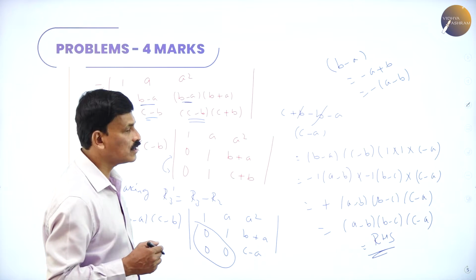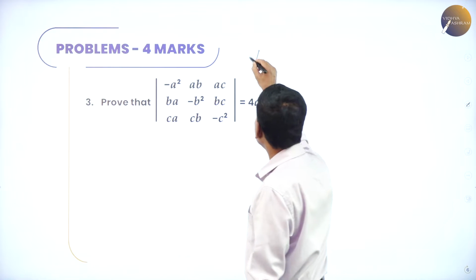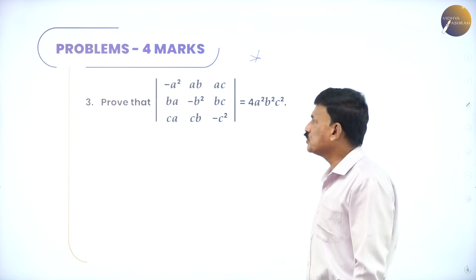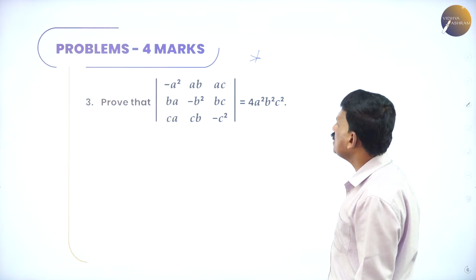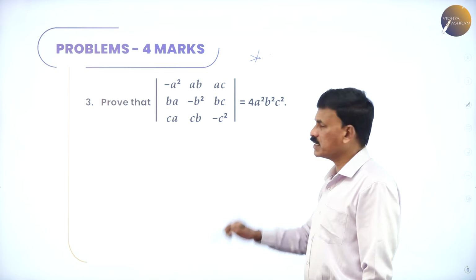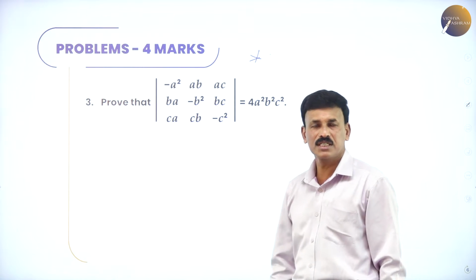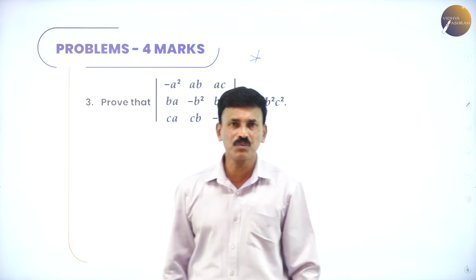Now let's come to the next type of problem. Now this is also a very important problem indeed. What is the problem given? Prove that the determinant with rows (minus a square, ab, ac), (ba, minus b square, bc), (ca, cb, minus c square) is equal to 4 times a square b square c square. This is also a very simple and important problem indeed.